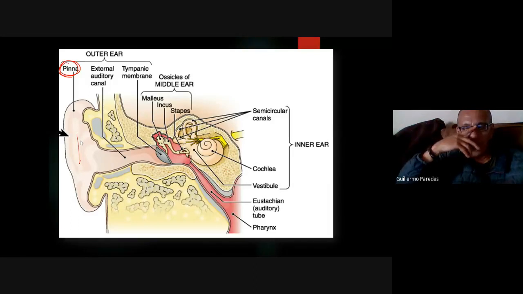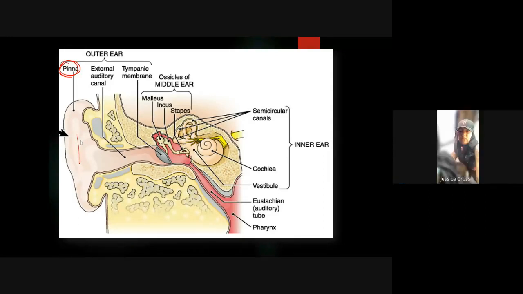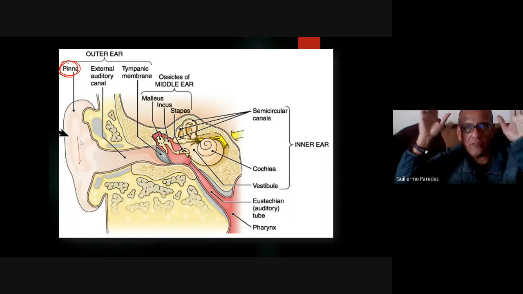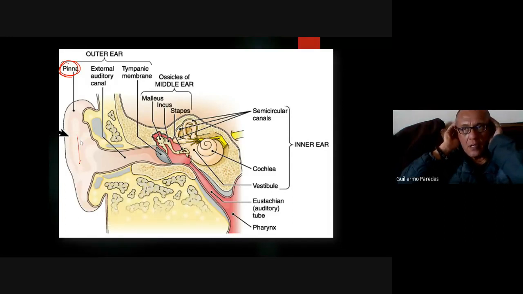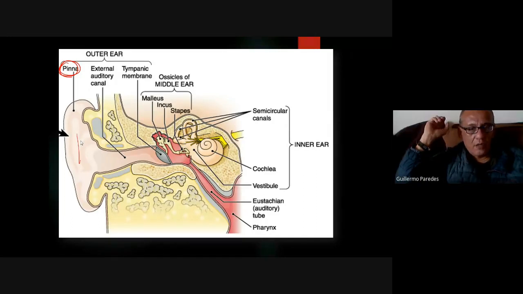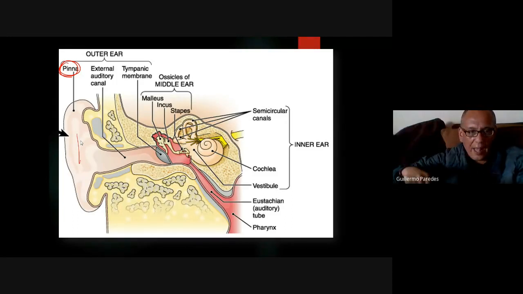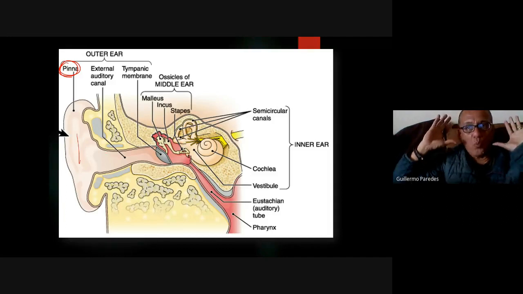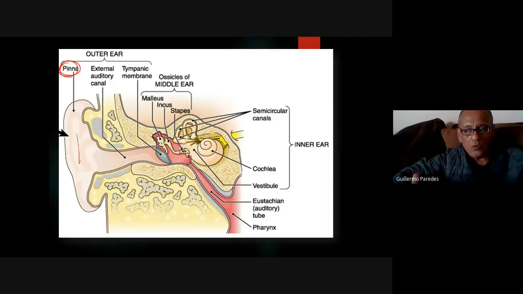Now, please, experiment. Can you hear me now? Can you hear me? Yes or no? Yes. I want you to put your hands on your ears like this. Okay? Can you hear me? Yes. Louder. Louder. Okay, louder. So why? Because you are collecting more sound waves that are getting into your ear.